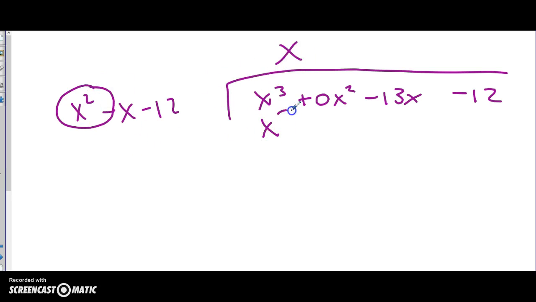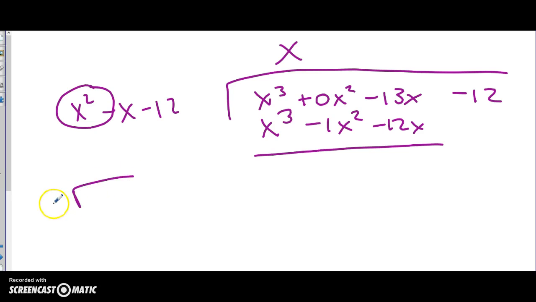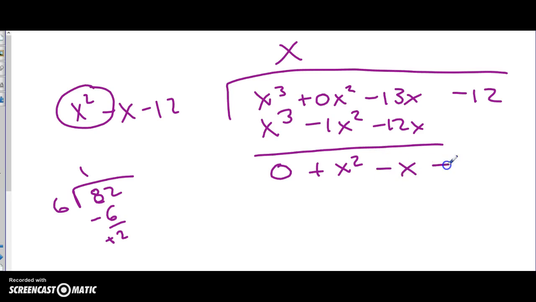So then I multiply everything by x, and that will give me 1x cubed, negative 1x squared, and this will then be minus 12x. I subtract, be careful, you subtract, just like in the old days, right? When you said, is 6 going into 82, you go 1, 6, and then you subtract here. You subtract 8 minus 6 is plus 2. Here you subtract, that turns into 0, or just don't write it down. This is subtract, so it's plus 1x squared. This is subtract, so it's minus 13 plus 12 is minus x minus 12.